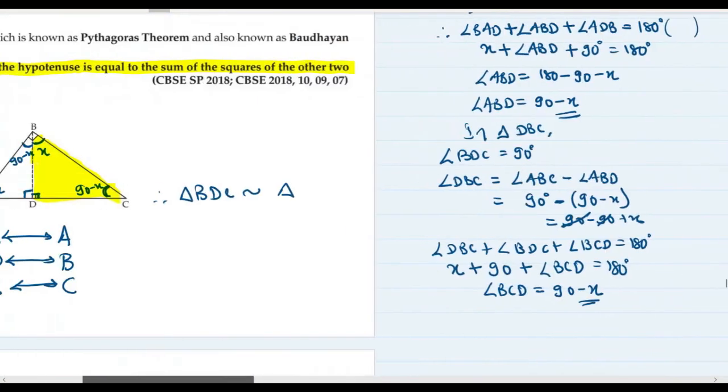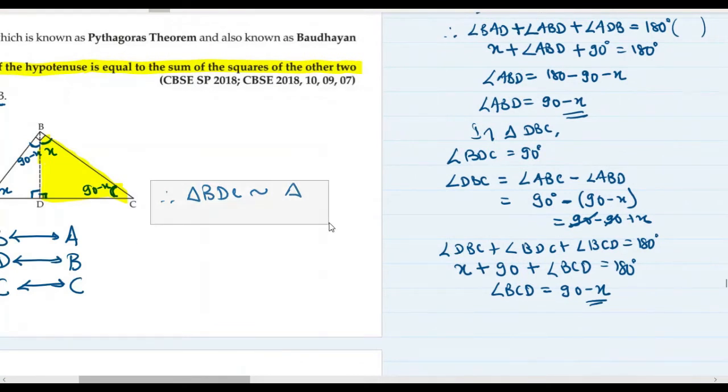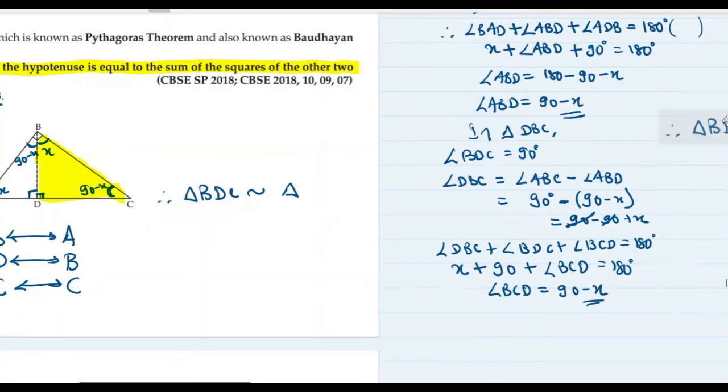I did not copy this one. I don't know how, somehow. Let me take it to that side.